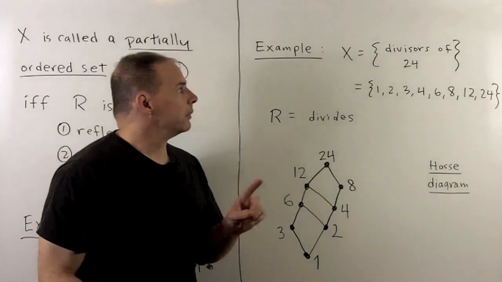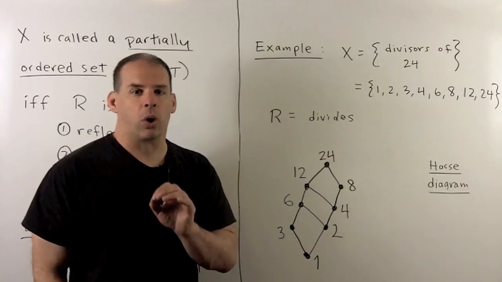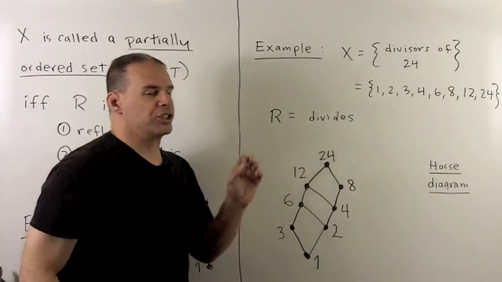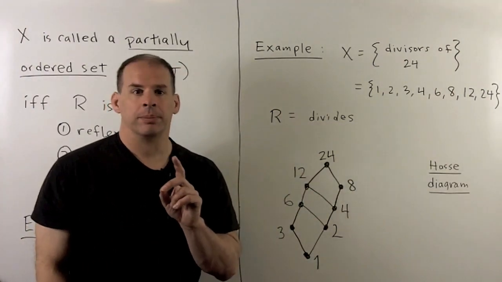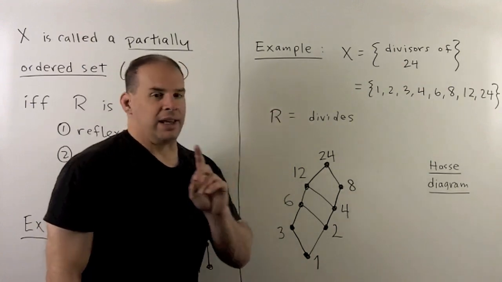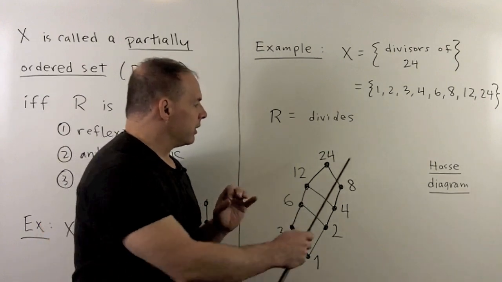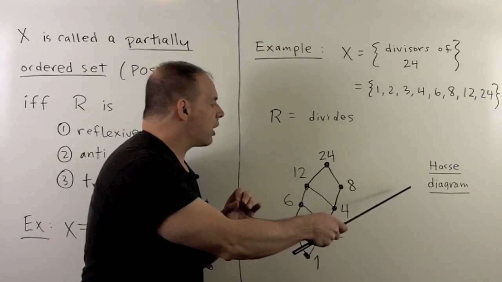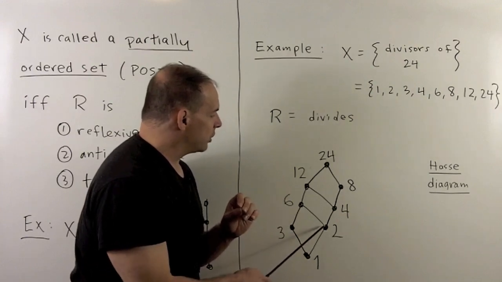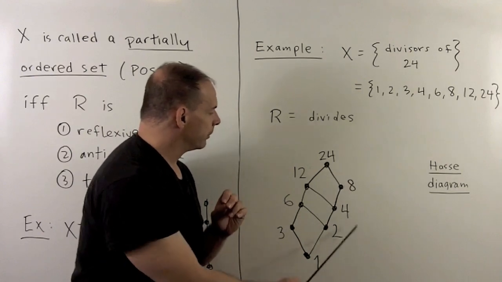Another poset. Let's let X be the divisors of 24. So we have these integers here. Our relation is going to be divides. We have that this is also a poset. And again, we could set up a graph in the same manner as before. This type of graph we call a Hasse diagram. So it looks like this. We have 1 divides 2, 2 divides 4, so 1 divides 4, and so on.